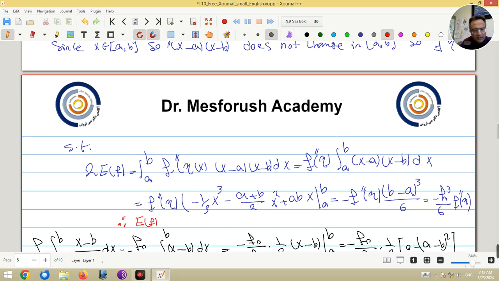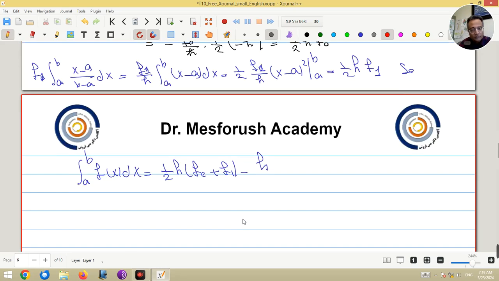Finally, the error E of f should be, we divide both sides by 2, minus h cubed over 12 times f double prime at eta. Right? So here it will be h cubed over 12 times f double prime at eta. That we are familiar exactly with this formula, and we saw this formula before. This is in fact the final form.